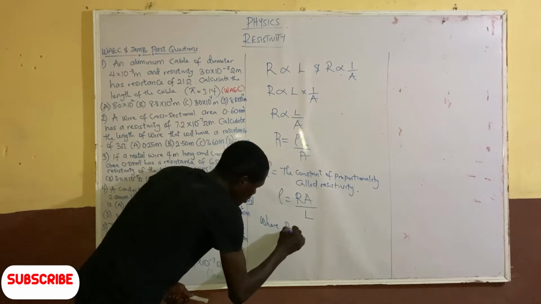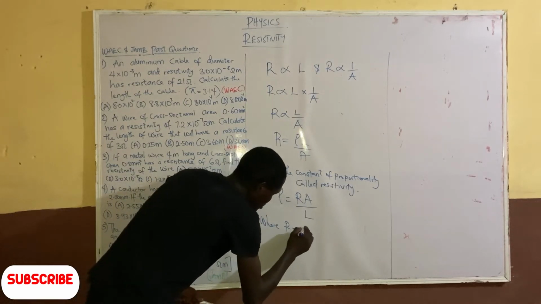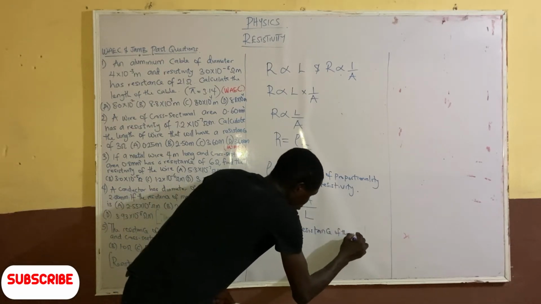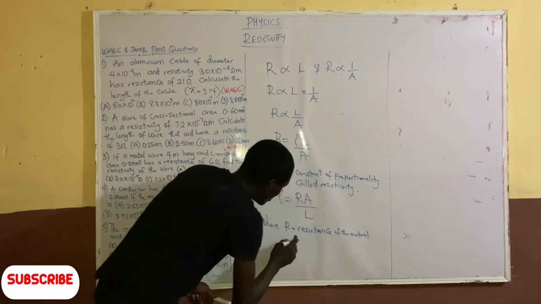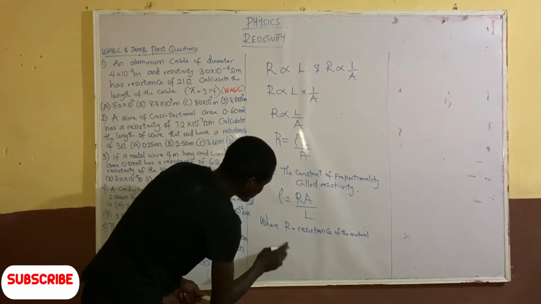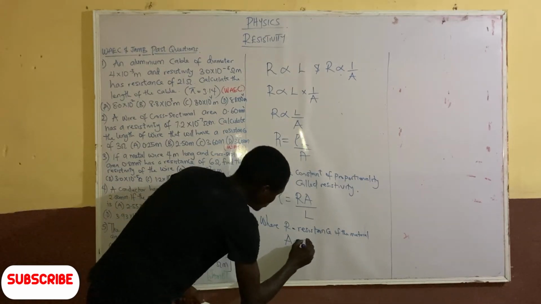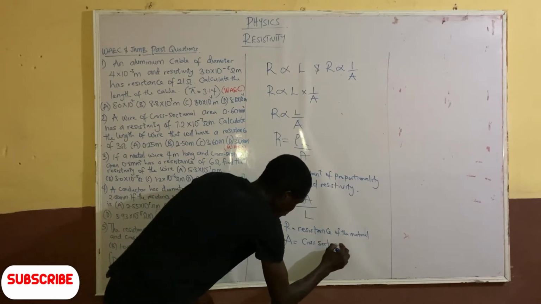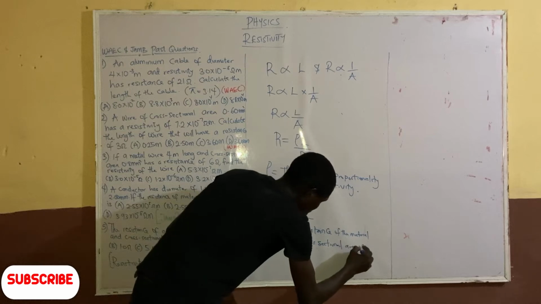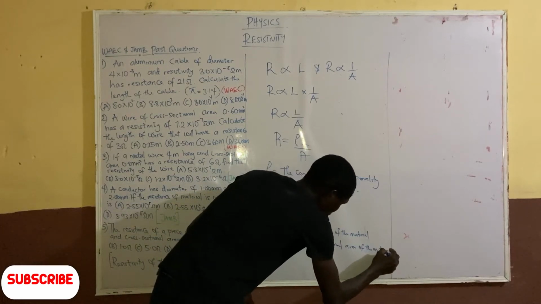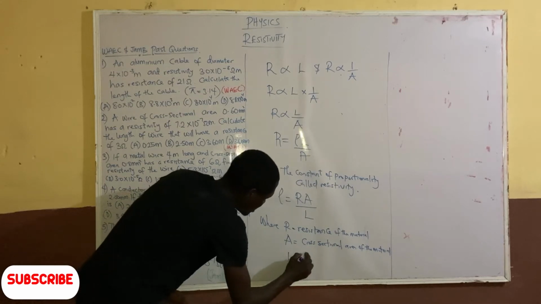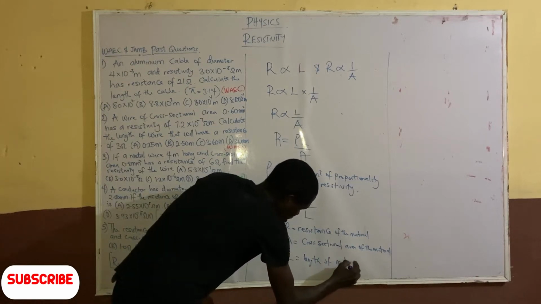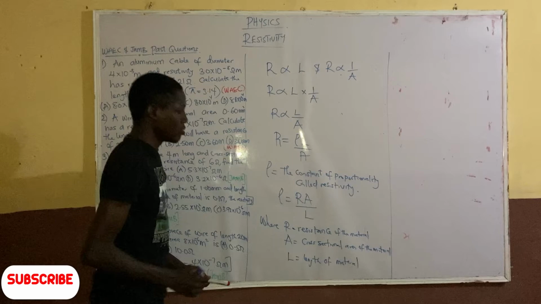where R is the resistance of the material, A is the cross-sectional area of the material given, and L is the length of the wire or material, whatever the case. The material can be a wire, or anything that comes to mind.